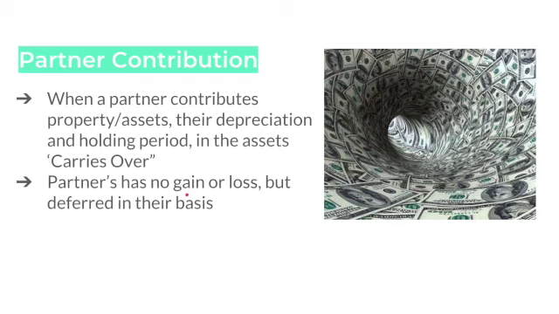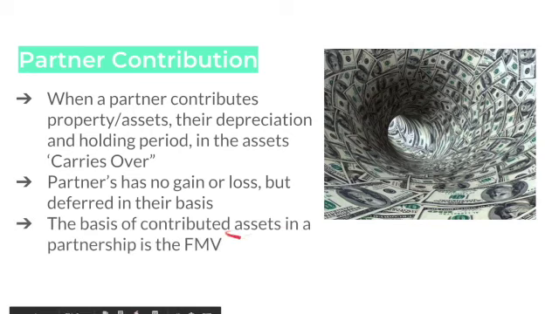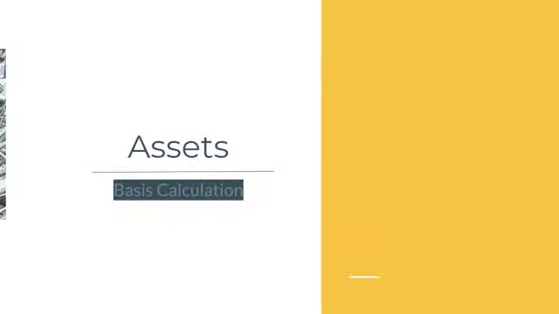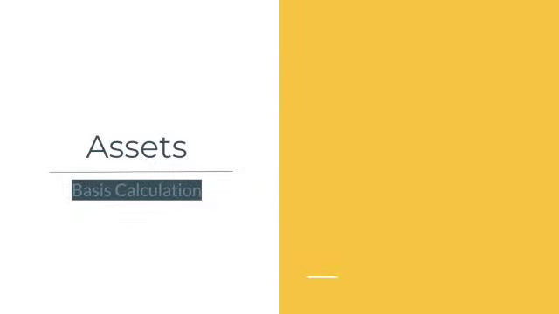Instead, we're going to defer the gain or loss into their basis. If you think about it, we defer a gain by decreasing basis, and that will make the gain bigger later on, and the opposite for a loss. The basis of contributed assets in the partnership is the fair market value, but their assets are going to continue depreciating according to the partner's basis. So there's a lot to keep track of.